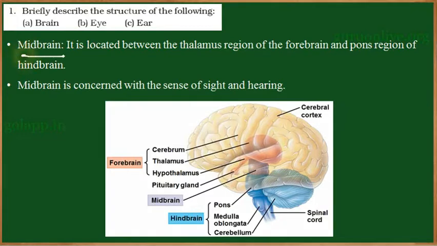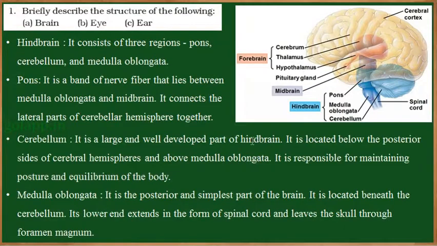Next, coming to the midbrain. So the midbrain is not further divided into any region. It is located between the thalamus of the forebrain and the pons of the hindbrain. So below the thalamus of the forebrain and above the pons of the hindbrain, between these two we can find the midbrain. The midbrain is connected to the sense of sight and hearing. So the vision and the hearing center is present in the midbrain.